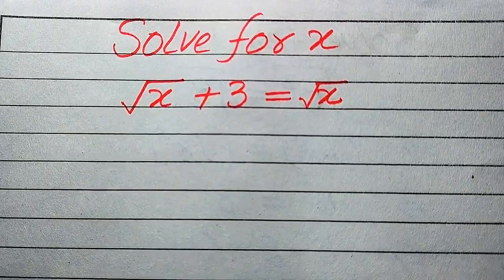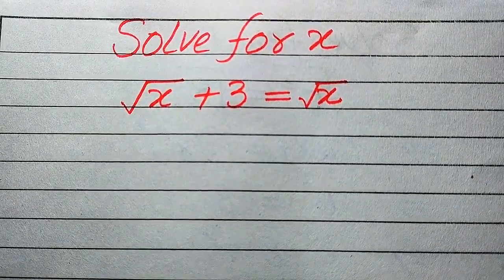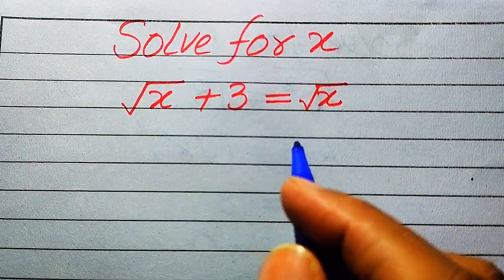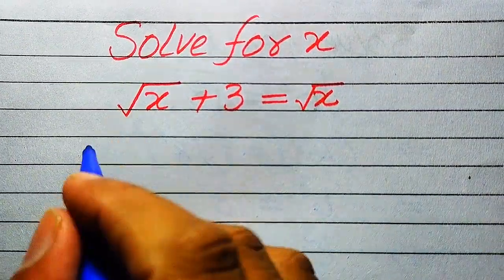Hello everyone, how to solve this problem for the values of x if we have the square root of x plus 3 is equal to the square root of x, and we solve this problem with two methods.